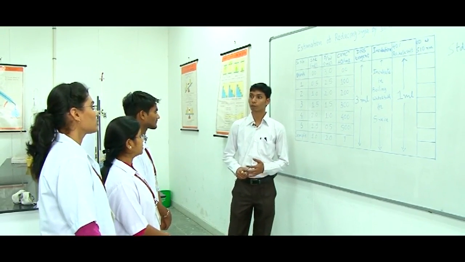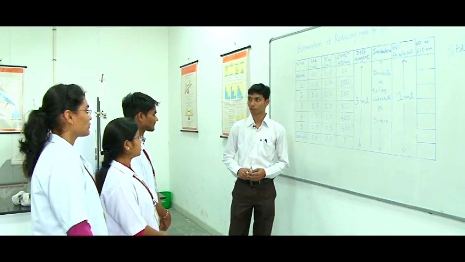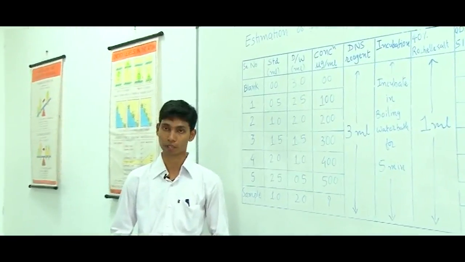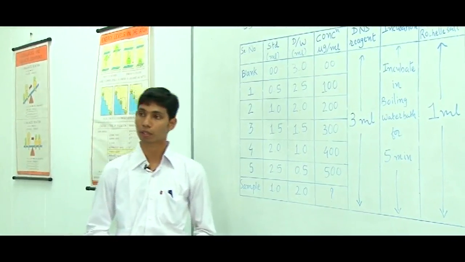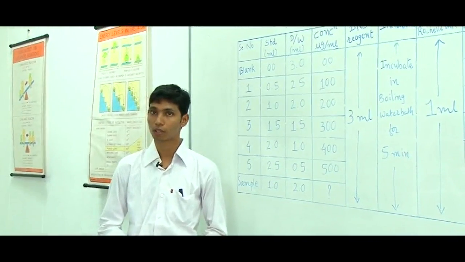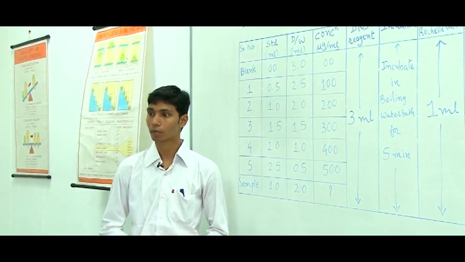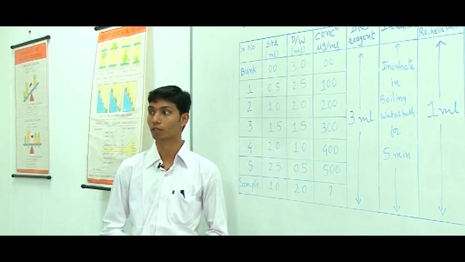So we will perform some experiments that can analyze the sample quantitatively, so the exact amount of the substance present can be measured. We can measure this substance by a spectroscopic method as well as a titration method. First of all, we will start our experiment with carbohydrates: for reducing sugars, how can we analyze the exact amount of sugar present in our sample?